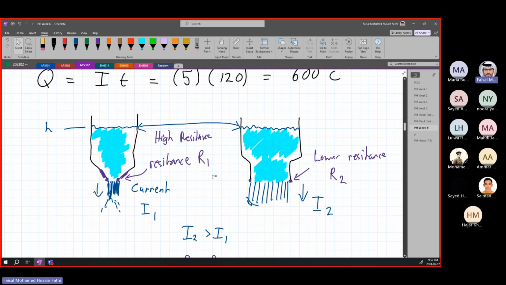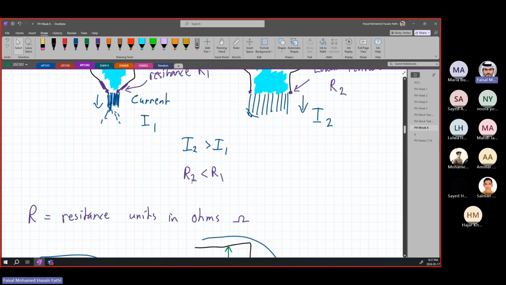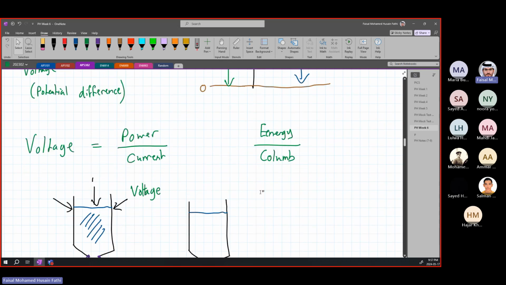We also looked over resistance, what it means, and we compared it to an actual physical system. All right, resistance, basically high resistance means it constricts, it slows down the flow, it tries to stop the flow. And then we talked about voltage. Voltage is similar to height, how high up something is, and that's also known as potential difference.